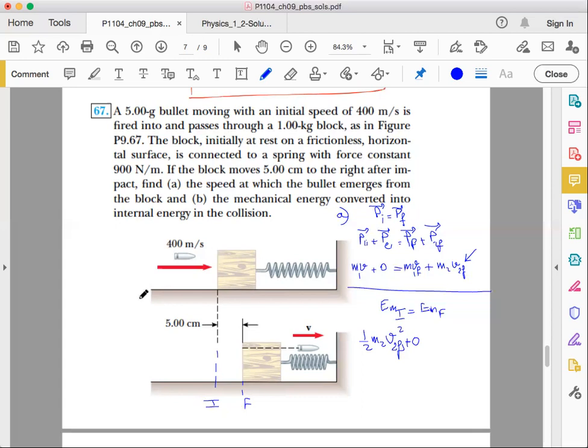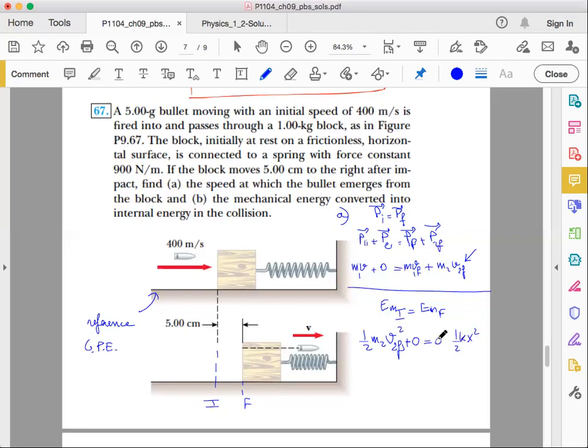And we take this to be our reference for gravitational potential energy. So that means that we take the position of the block to be our reference, which means the gravitational potential energy is 0. This is equal to, in the final position, of course, the gravitational potential energy is 0. The elastic potential energy is different than 0. It's equal to half times k times x squared.